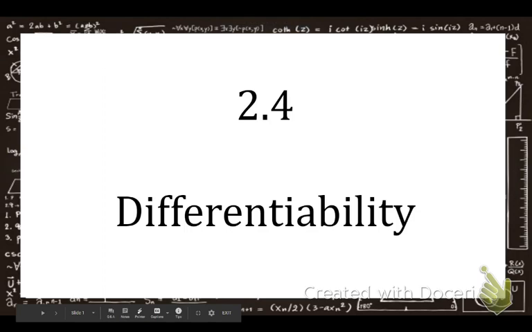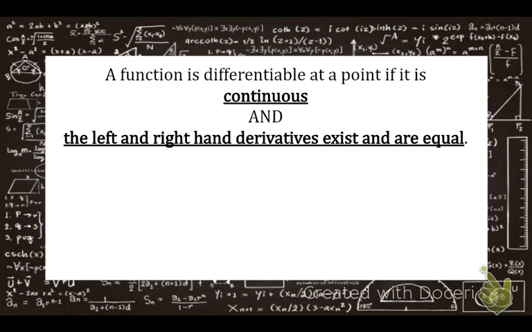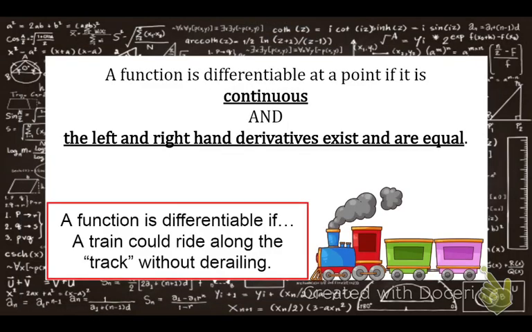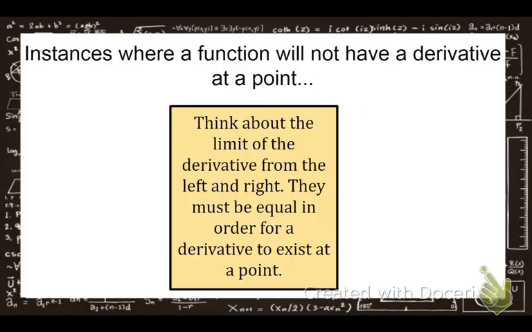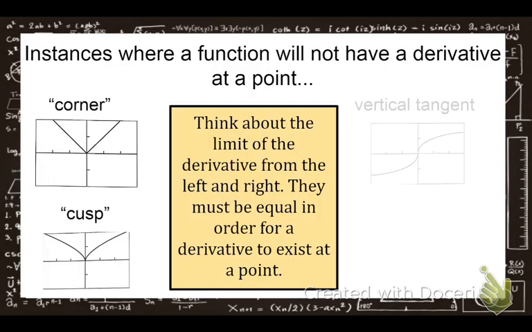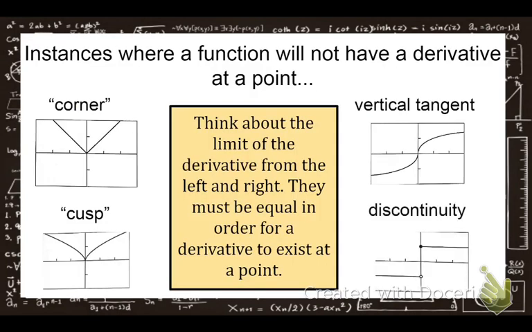From there, we went into talking about differentiability. We said that a function is differentiable as long as it is continuous, and if the left and right hand derivatives exist, and they have to be equal. The layman's term definition we said was if a train could ride along it without derailing, then it would be differentiable. So here were some examples of things that were not differentiable. So a corner when it has a sharp turn, a cusp like this, a vertical tangent line, or a discontinuity. These are the 4 examples where a function would fail to be differentiable.